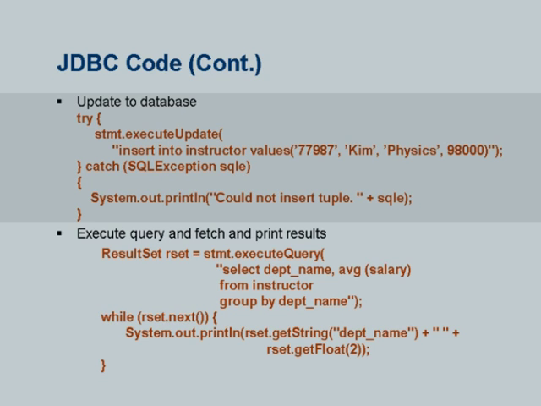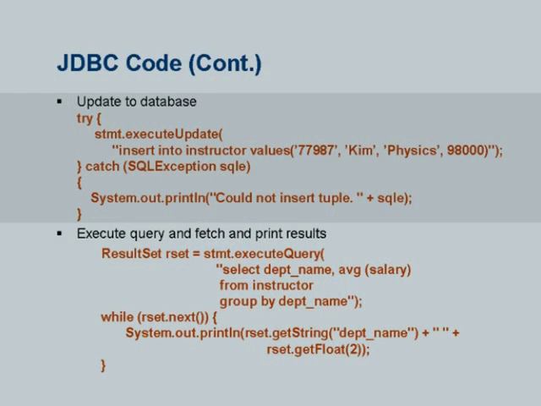I'm trying to insert a tuple for this particular guy, 77987 with the name Kim, physics department, some salary into instructor. So I am passing an entire SQL string here to statement.executeUpdate, and it is going to execute that. As long as everything works, there is no exception, it is fine. If something fails, why would it fail? Maybe it violated a foreign key constraint, maybe 77987 is already there, so it will reject it.